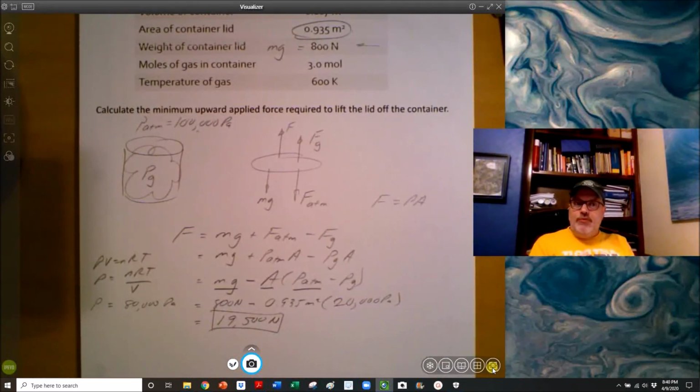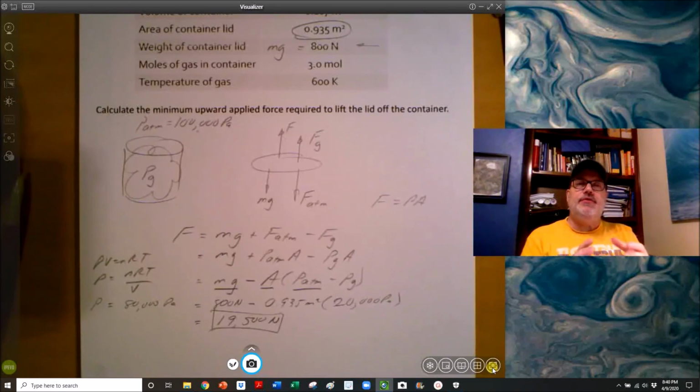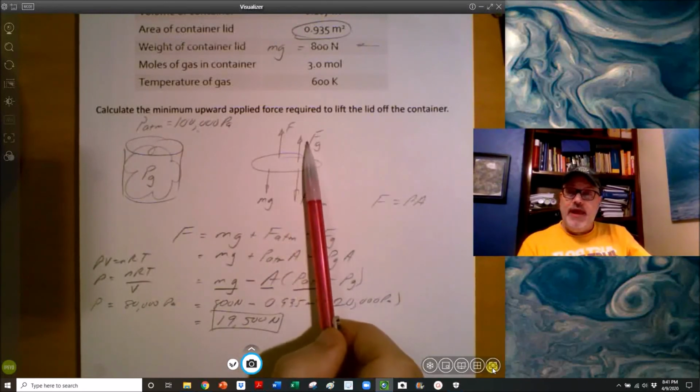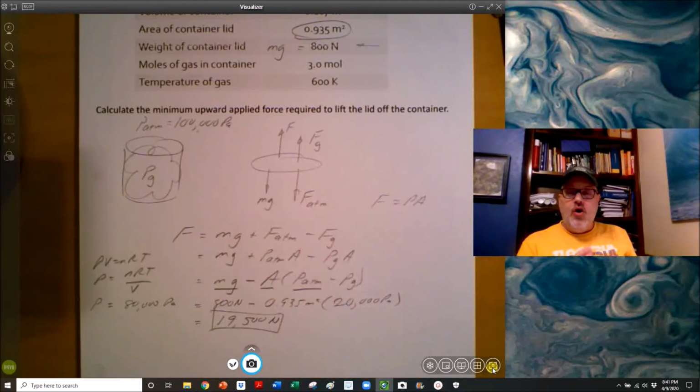Now, some of you may have witnessed this trying to unscrew a lid on a jar sometimes. And if you crack the seal, it's easier to take the lid off because you don't have this difference in pressure from the atmosphere pushing it down onto the jar.